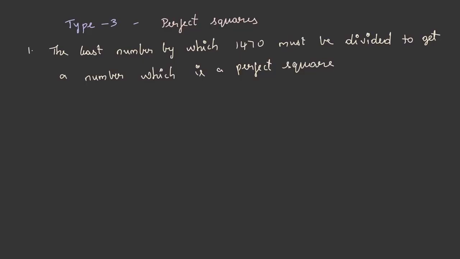Perfect square numbers have certain criteria. Let us know what it takes for a non-perfect square number to be a perfect square. Let's solve the type 3 questions, the questions related to perfect squares. The least number by which 1470 must be divided to get a number which is a perfect square.